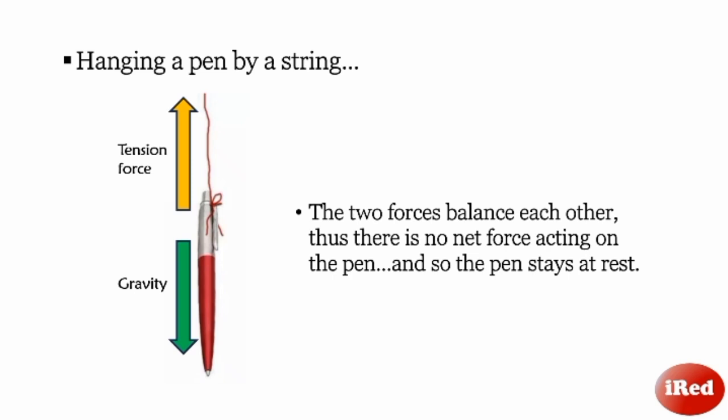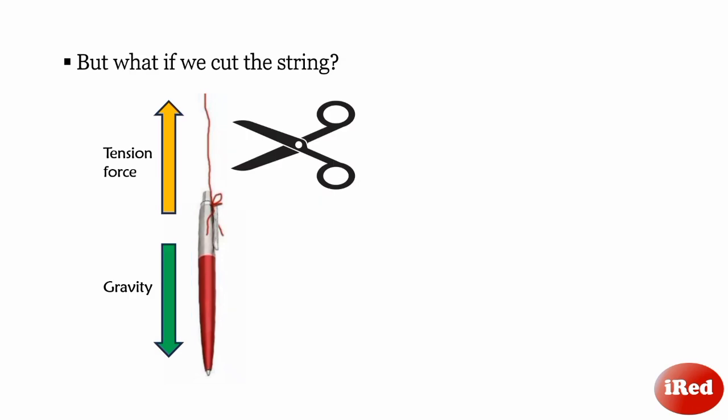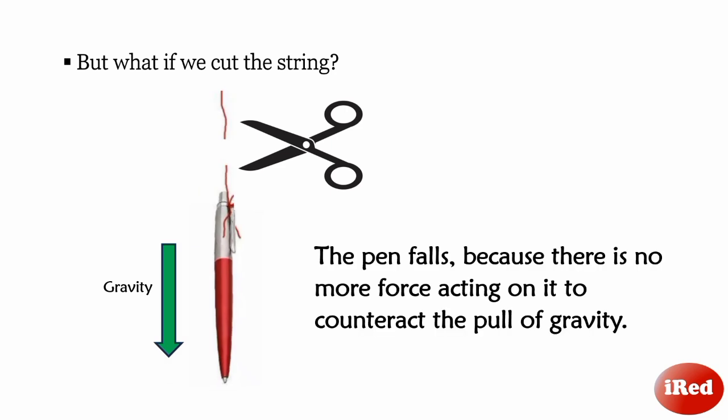In both cases, the book resting on a tabletop and the pen hanging by a string, the forces are balanced. The motion of the objects did not change. The book and the pen stayed at rest and did not move. But what if we cut the string? Yes, the pen falls. Why? Because there is no more force acting on it to counteract the pull of gravity.